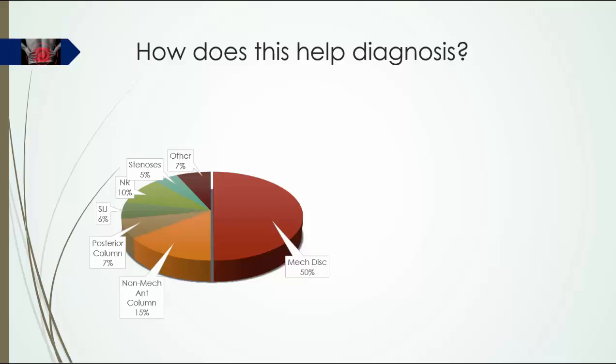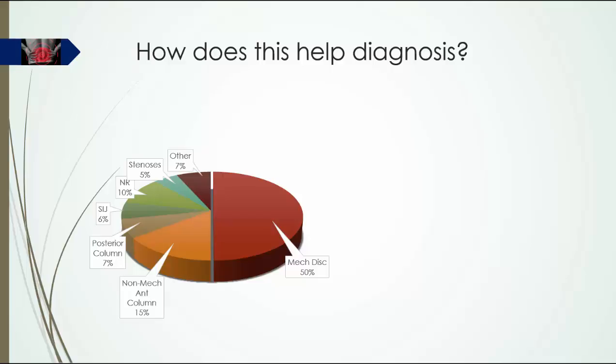You can also see that I have drawn the other segments of the pie such that non-mechanical anterior column pain is 15%, posterior column pain is 7%, the sacroiliac joint is 6%, nerve root pain is 10%, spinal stenosis is 5%, and all other diagnoses are 7%.